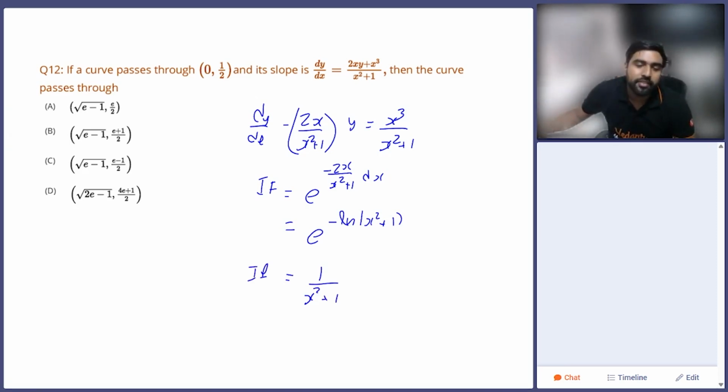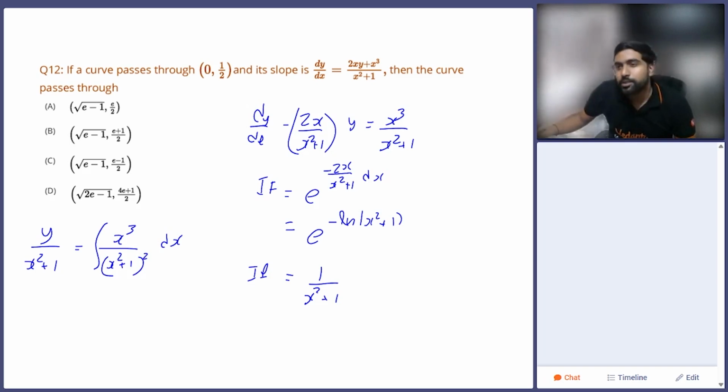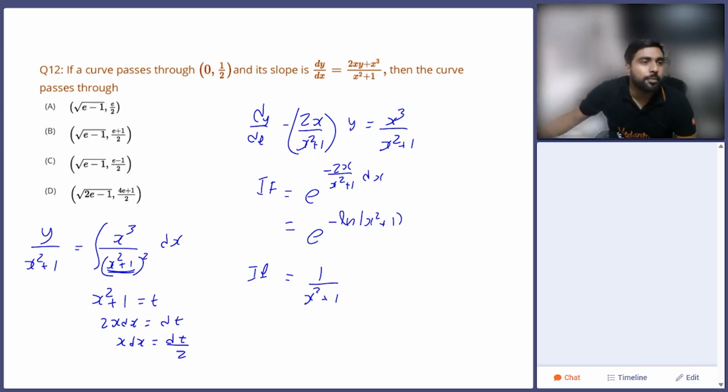So I can directly say the integrating factor is 1 upon x square plus 1. So y into the integrating factor equals the integral of q, which is x cube upon x square plus 1, into the integrating factor, which makes it x square plus 1 the whole square. We'll simply substitute x square plus 1 equal to t, which gives 2x dx equal to dt, meaning x dx will be dt upon 2. So this will now become x square, which is t minus 1, divided by t square, into x dx, which is dt by 2.